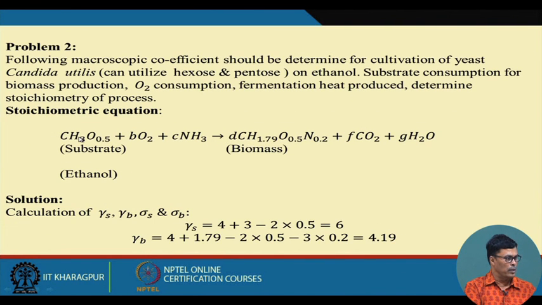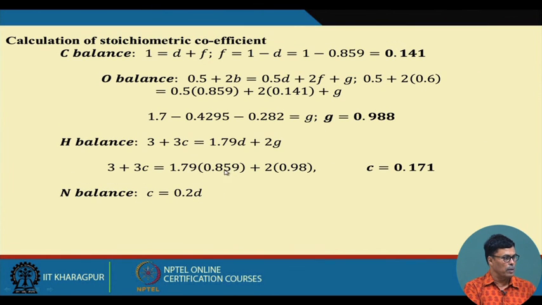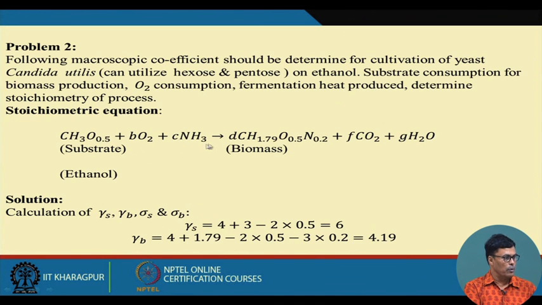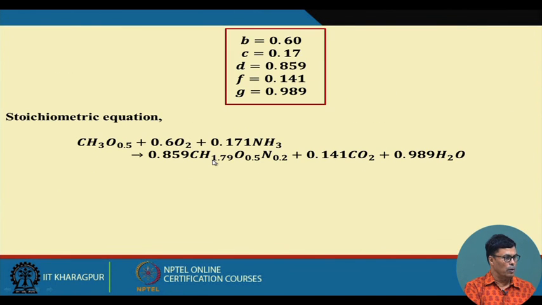Similarly, we can do the hydrogen balance. Hydrogen is found in the substrate, ammonia, the biomass and the water molecule. Then we can do this calculation and find the G value is 0.15. The nitrogen balance is very simple. Nitrogen contributes only to the biomass, so 0.2 into D equals C. You know the value of D, so we can find the value of C. Once we know all these values, we put the different coefficients here and we get the complete stoichiometric equation.